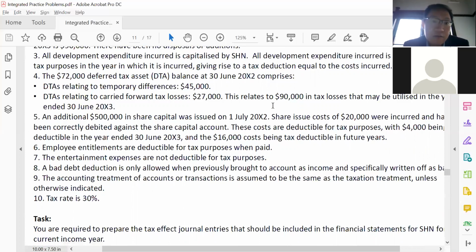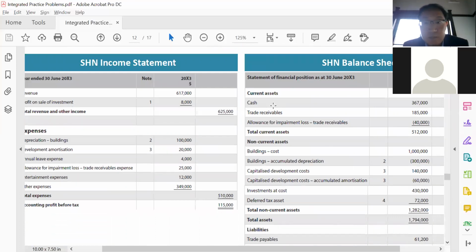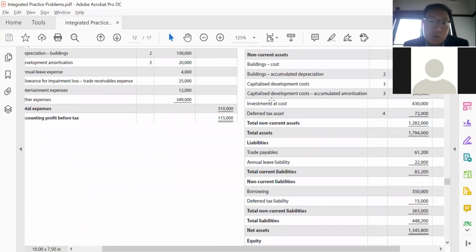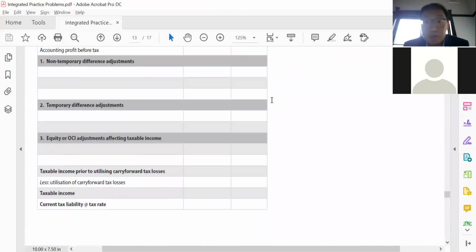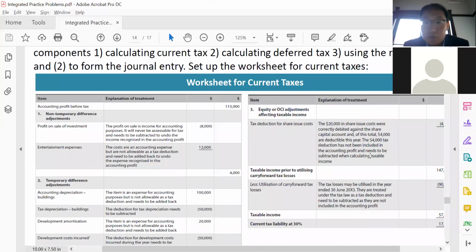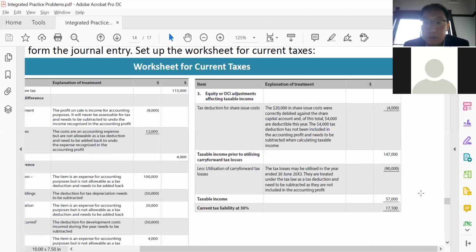So the fact that we have carry forward tax losses means that we need to also offset taxable income against these carry forward tax losses. And so this is where we put in this amount here, which is this 90,000. We get taxable income, which is 57,000. We multiply that by 0.3, and that's our current tax liability. That is half of the question completed.